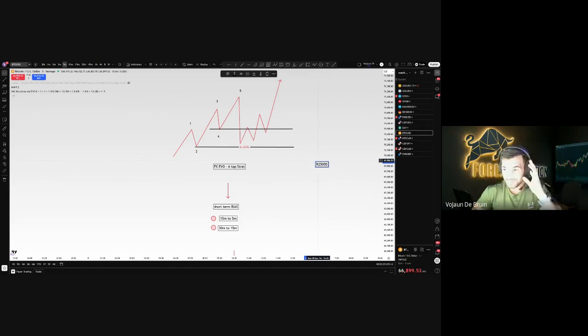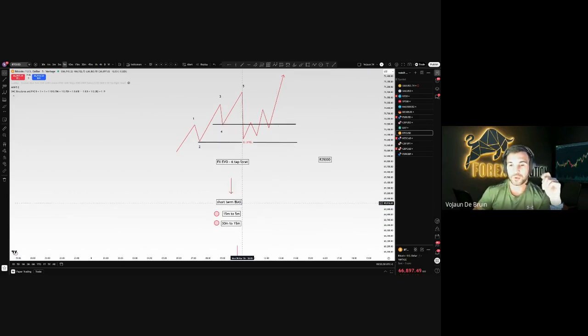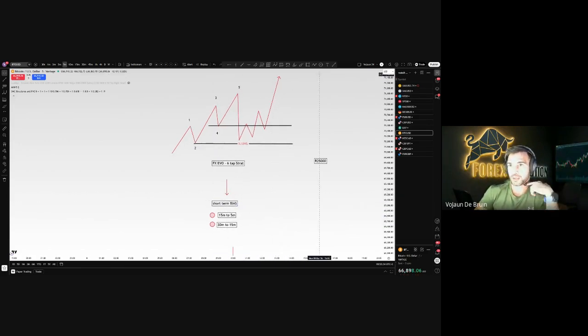So just think about it. That's quite interesting just to see it from that perspective. Okay, so short-term bias. What do we want to see in a short-term bias? Are we creating higher highs? Are we breaking to the upside? Or are we breaking to the downside?